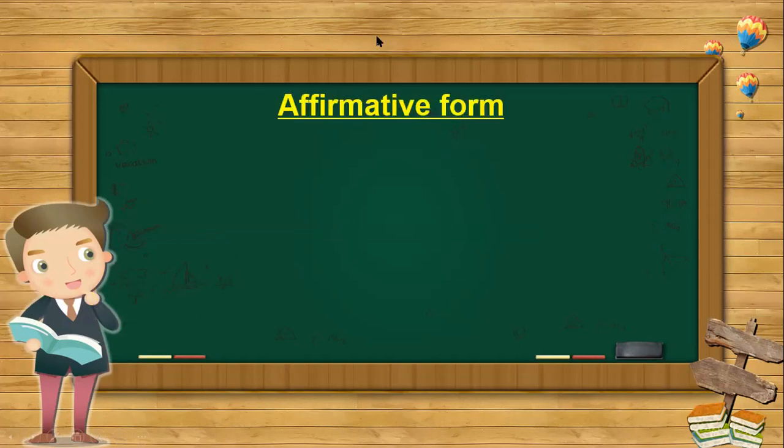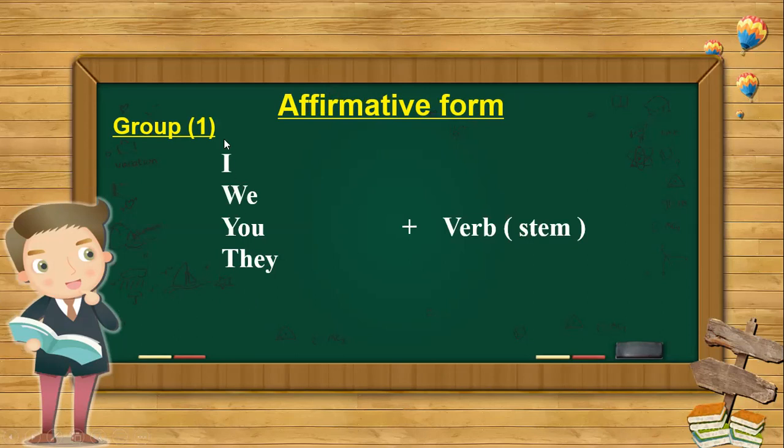Affirmative form. We divide the subjects into two groups. Group one has I, we, they, and you. This group takes what? It takes the verb stem. What's the meaning of the verb stem? The verb without any additions. We can call it the infinitive.